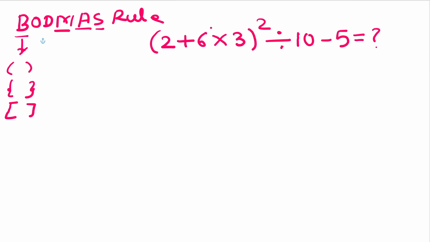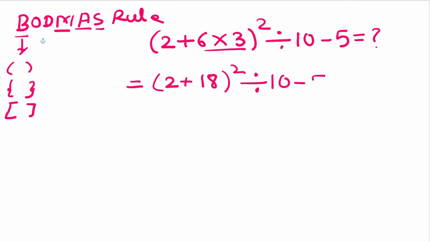So first we will solve the bracket, but inside the bracket we first solve the multiplication. In the bracket, 2 plus 6 into 3, how much? 6 into 3 is 18. Then the bracket squared, divided by 10 minus 5.